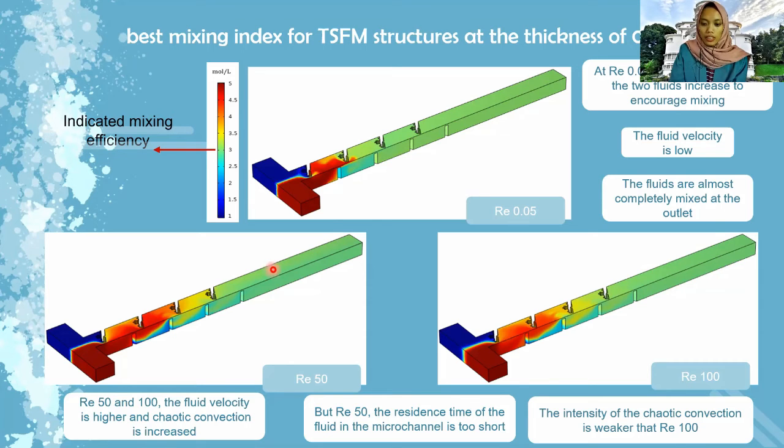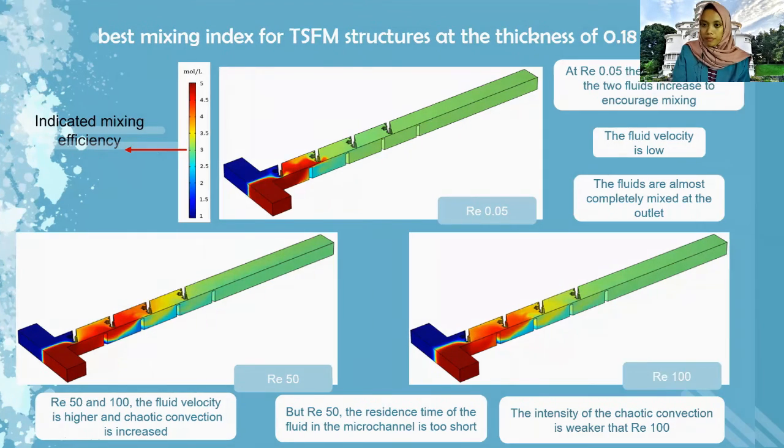For Reynolds numbers 15 and 100, the fluid velocity is higher and chaotic convection is increased by drag. At Reynolds number 15, the residence time of the fluid in the microchannel is too short, so the intensity of the chaotic convection is weaker than at Reynolds number 100.